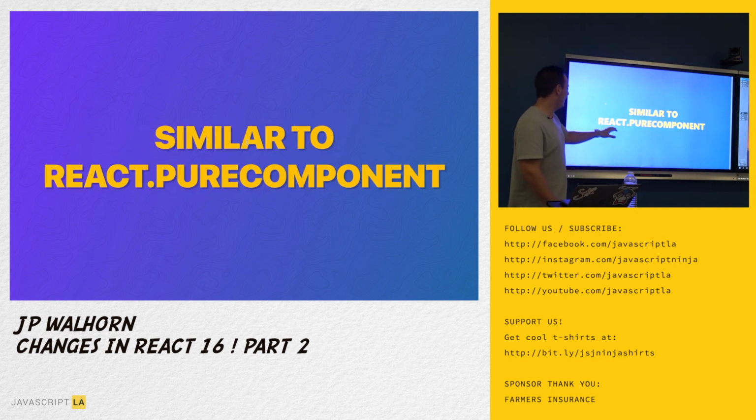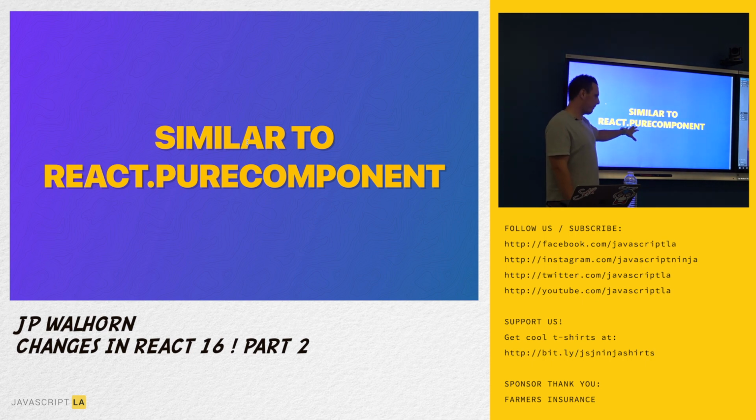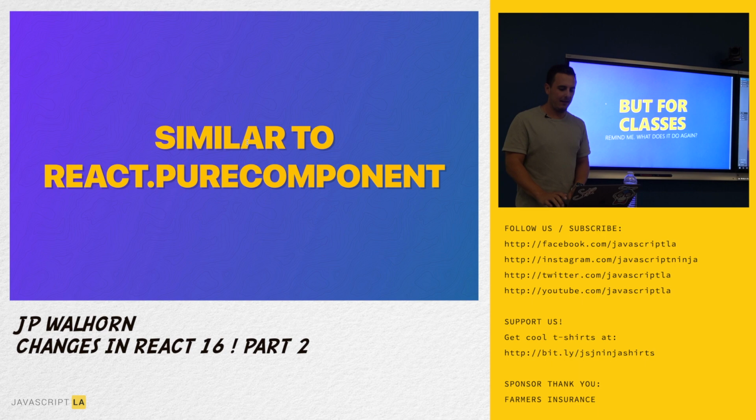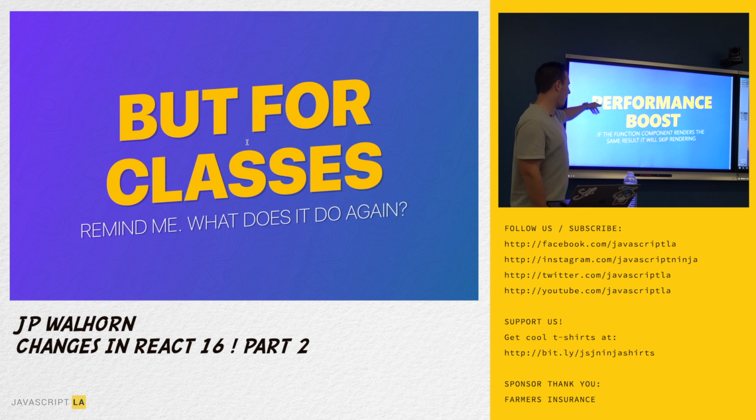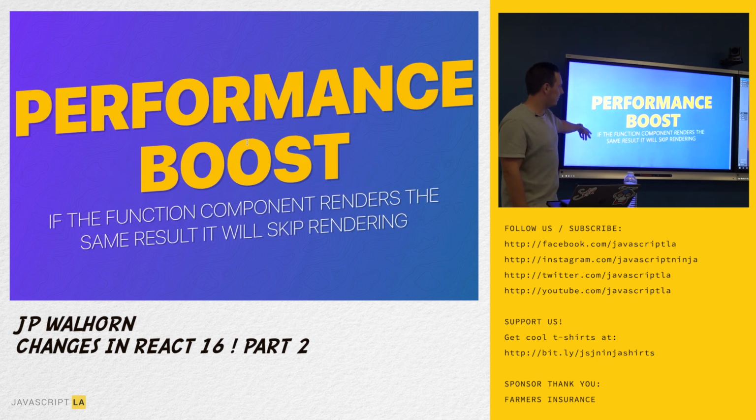What is this? So basically, it is very similar to React PureComponent, which has been introduced in the past. And now it's for classes. So before it was just for components, now you can do it on the whole class. And again, remind me, what does this mean? What does it do for a component? So basically, it's a performance booster. If the function component renders the same result, it will skip rendering.